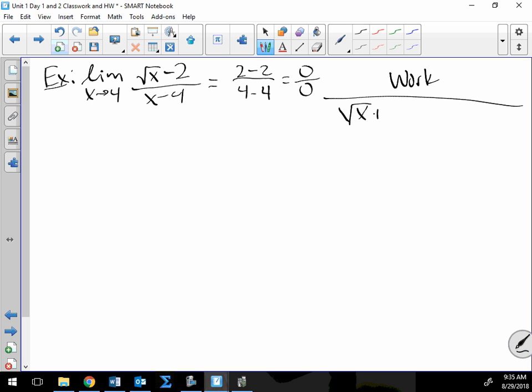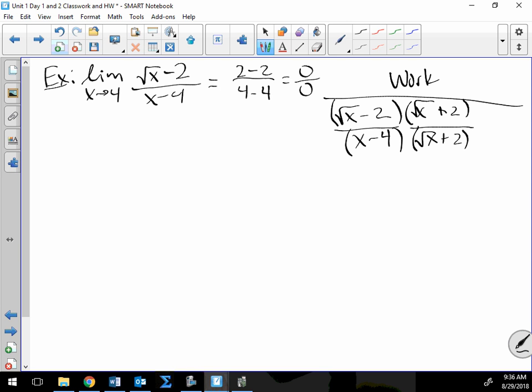Square root of x minus 2 over x minus 4. And I want to multiply that. Make sure you put that in parentheses. Square root of x plus 2 over square root of x plus 2. Make sure you're still using proper mathematical notation. This is equal to what we're about to do. What do we do with these on top? Yeah, we've got to FOIL it out.